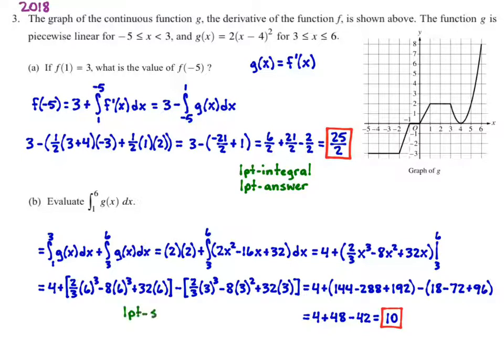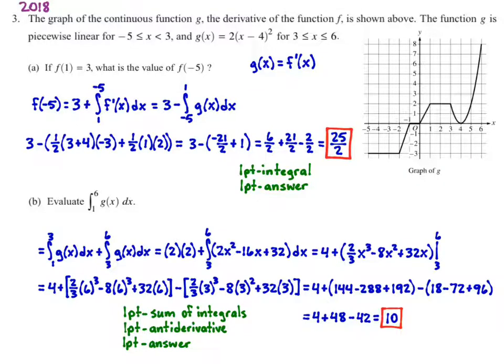Your point value here, you're going to get 1 point for the sum of the integrals. In other words, showing that you understood that the integral from 1 to 6 had to be broken up to be the integral from 1 to 3 plus the integral from 3 to 6. Then you're going to get 1 point for taking your antiderivative correctly. So basically 1 point for this line right here, and then 1 point for your final answer.